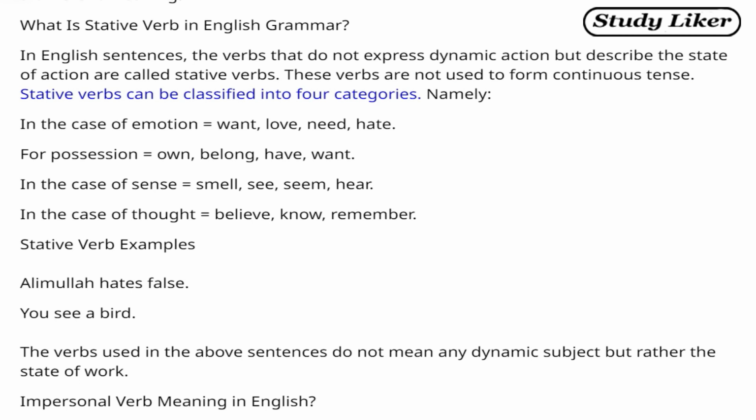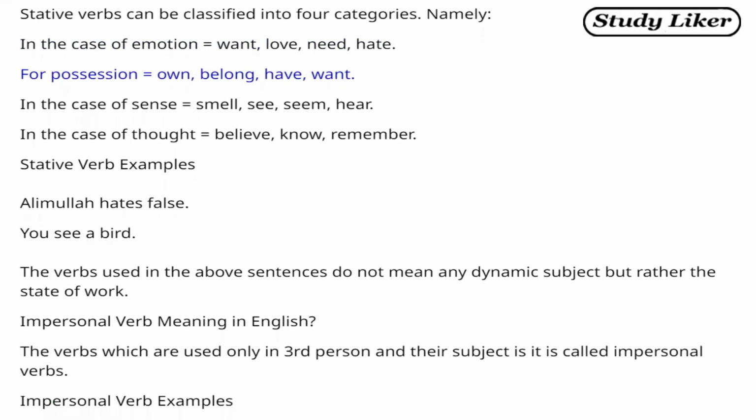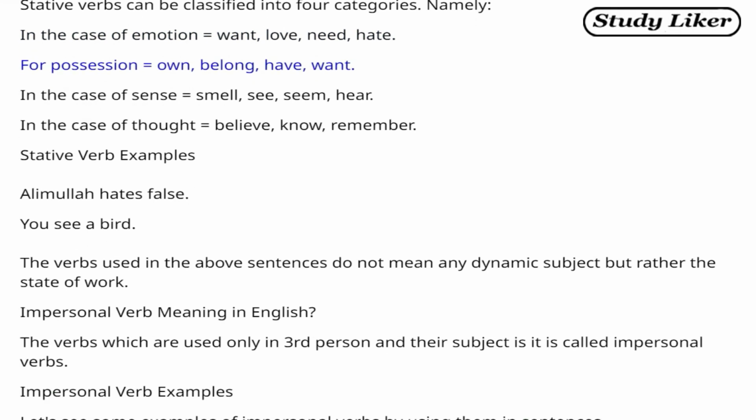Stative verbs can be classified into 4 categories. Namely, in the case of emotion: want, love, need, hate. For possession: own, belong, have, want. In the case of sense: smell, see, seem, hear. In the case of thought: believe, know, remember.